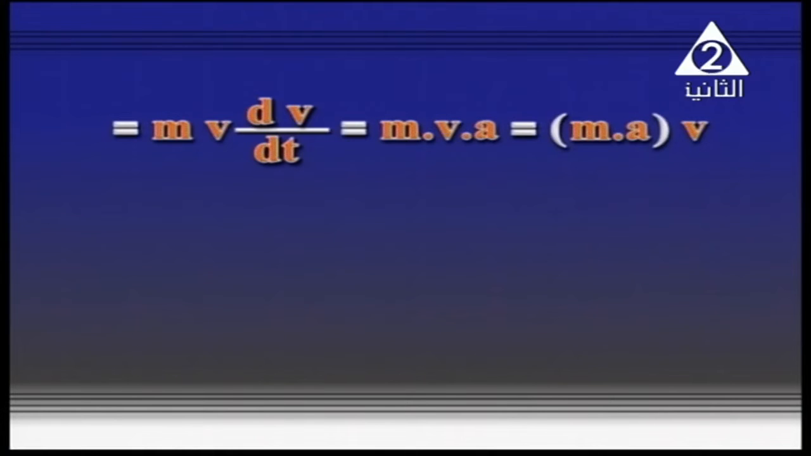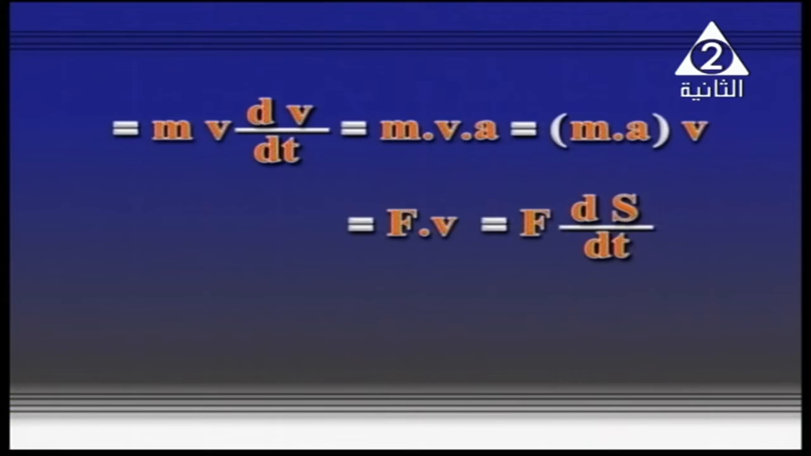My dear student, what is the ma? Excellent student, it is F, the force. The force, we know, equals the product of m and acceleration. This is v times F, or F times v, equals F ds over dt. We know that the velocity equals the derivative of displacement, ds over dt equals velocity. Then dT equals F ds.